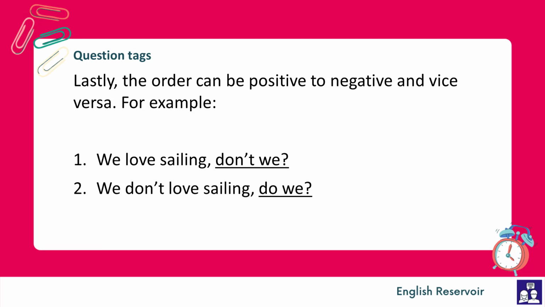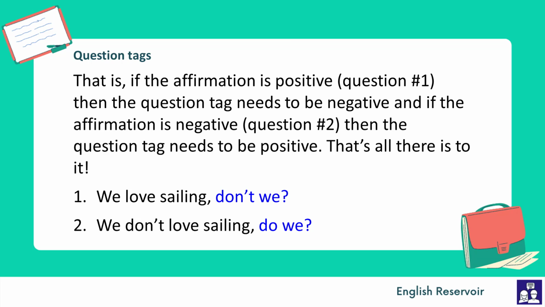Lastly, the order can be positive to negative, and vice versa. For example, we love sailing, don't we? We don't love sailing, do we? That is, if the affirmation is positive (question number 1), then the question tag needs to be negative, and if the affirmation is negative (question number 2), then the question tag needs to be positive. That's all there is to it.